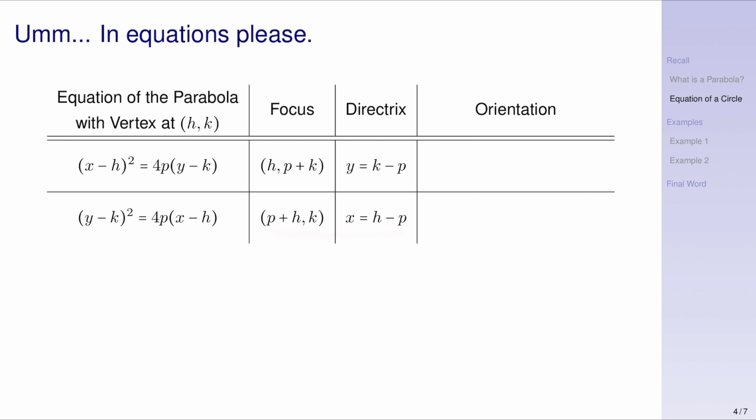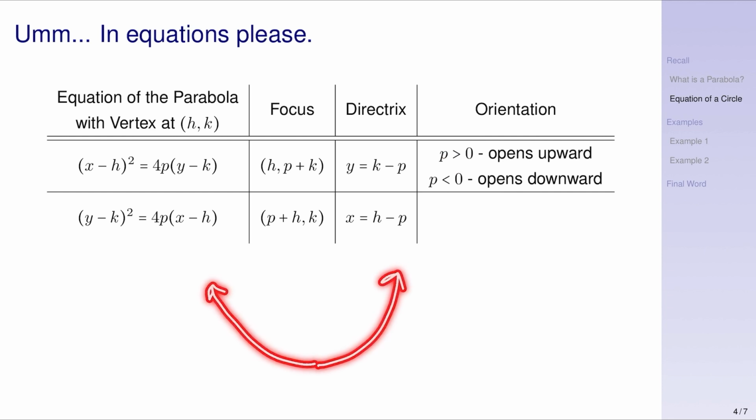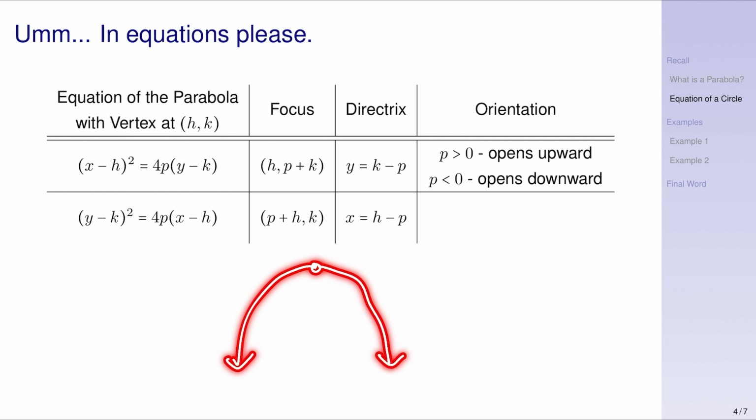But this next one is important. For the orientation, again, this one we expect it to be oriented vertically. So the p here determines whether it opens upward or down. If it is positive, it opens upward. That means it would look something like this. If it opens downward, p less than 0, it looks something like this.